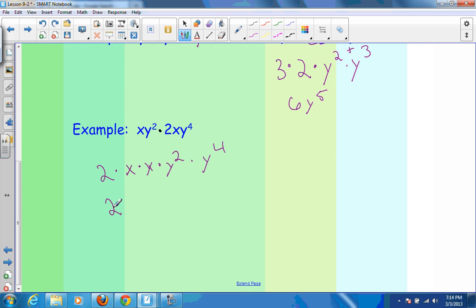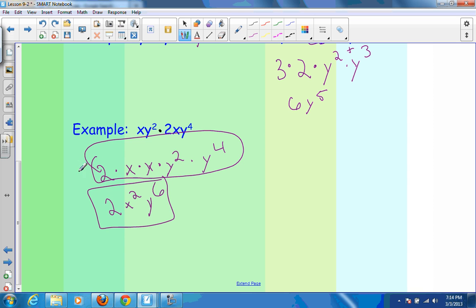So I got 2 times x times x gives me x squared, and y to the 2nd and y to the 4th gives me y to the 6th power. Okay, so this is my final answer. I am not going to require you to write it like this. However, I am just showing this to you so that you can visually see how you should think about multiplying these things together. All right, let's move on to the next rule.